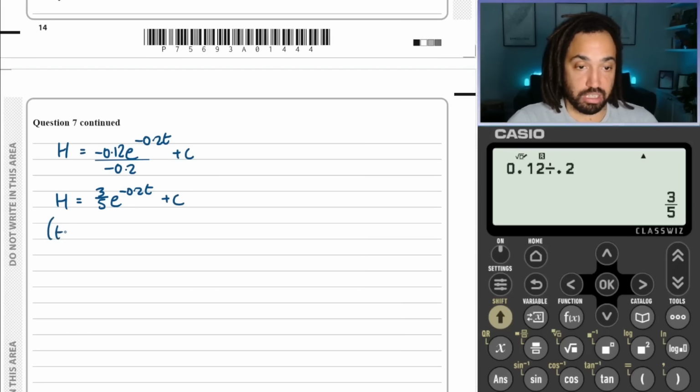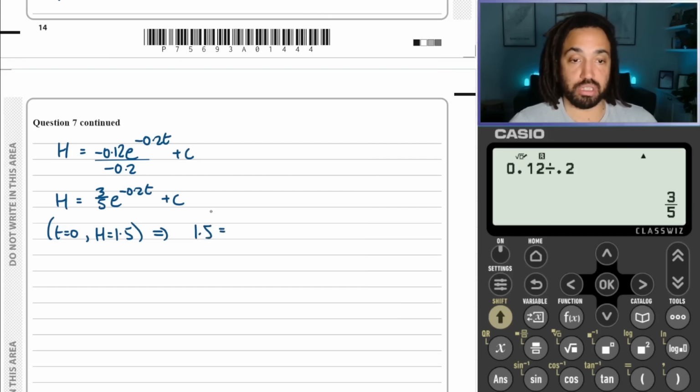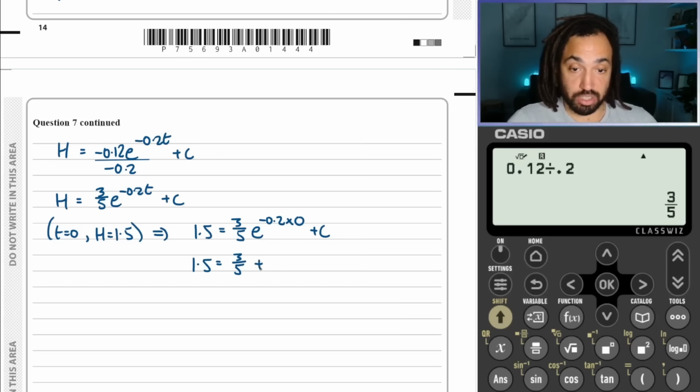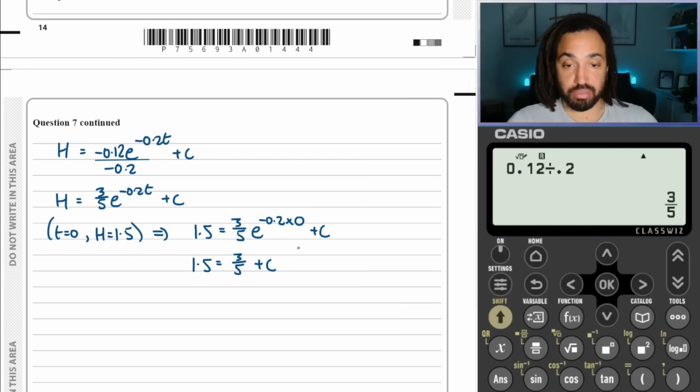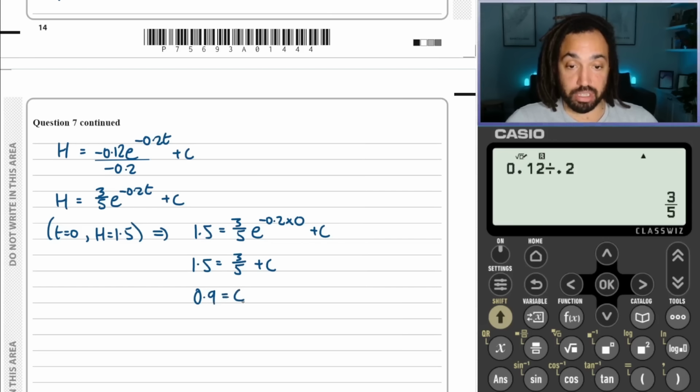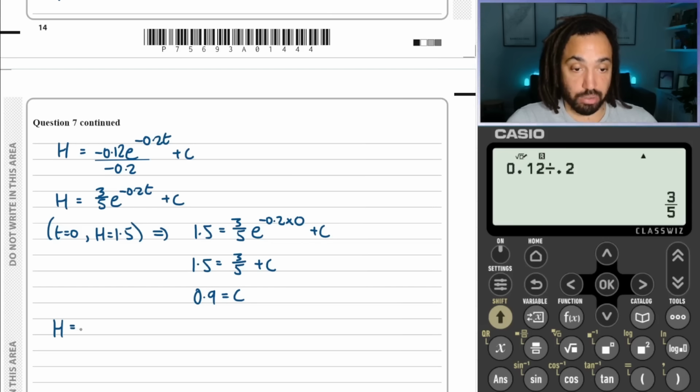Okay, so we have that t is equal to 0, h is equal to 1.5. So we're going to use that, sub it into the equation we've just formed. So 1.5 is equal to 3/5 e to the minus 0.2 times t, which is 0, plus c. So 1.5 equals 3 over 5, and then e to the 0 is just 1, so just plus c. And that's 0.6. Take it away from 1.5 gives us 0.9. So our final equation, which is always important to state your final equation, 3/5.